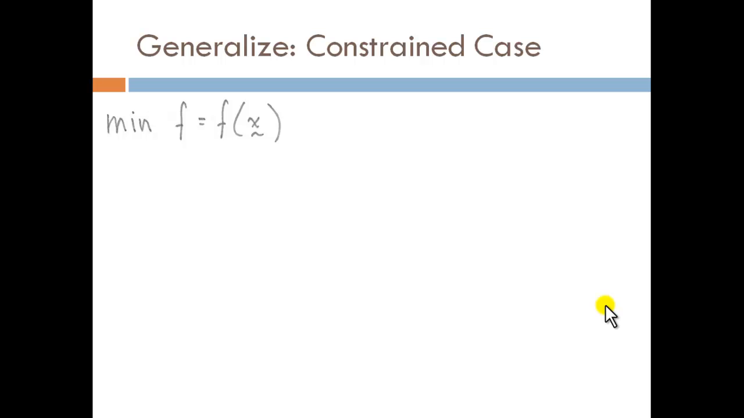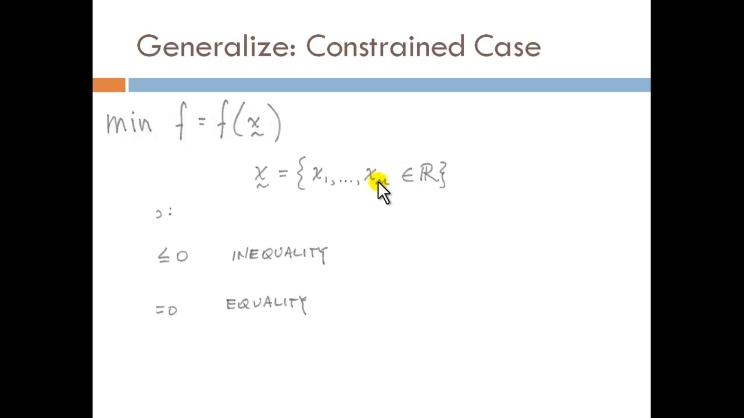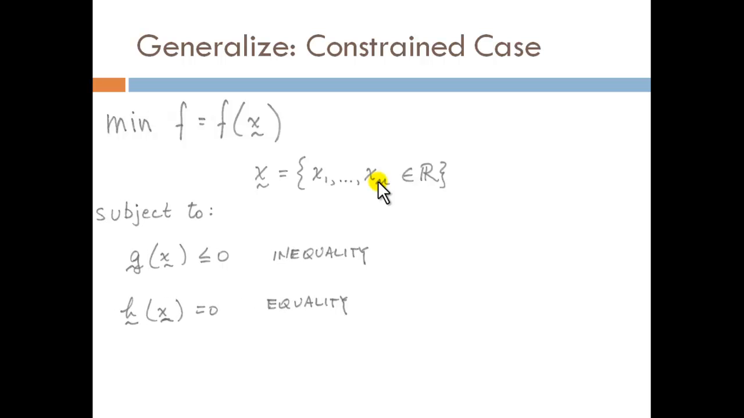So let's look at the constrained case where, let's write this out and generalize, we try to minimize a function. That function is a function of x. That x and that twiddle under the x means that it's a vector. There are multiple x's, x1 all the way up to xn, and they're all real numbers. This function is subject to inequality and equality constraints.